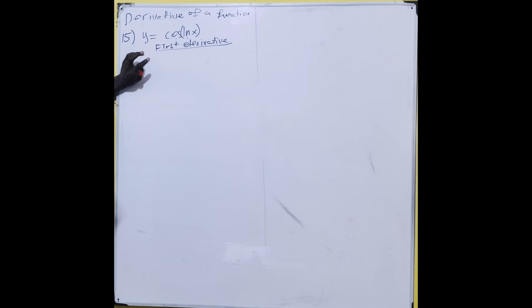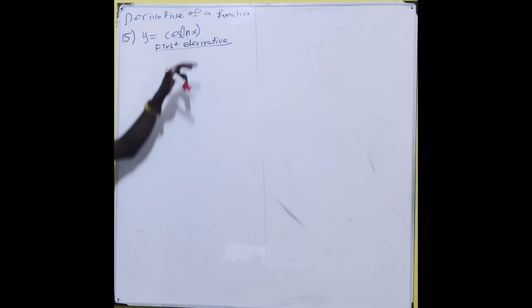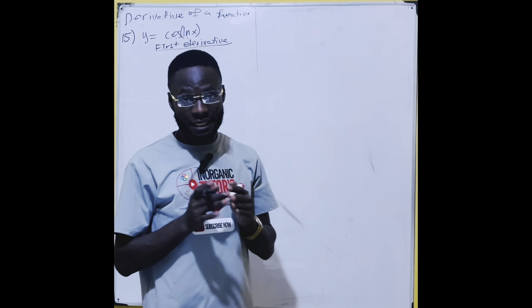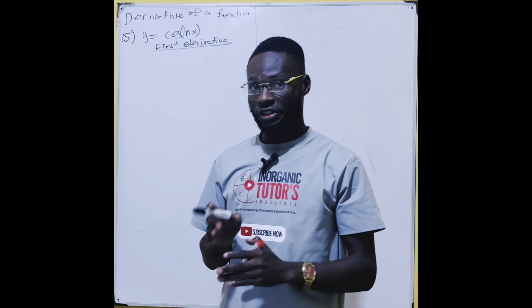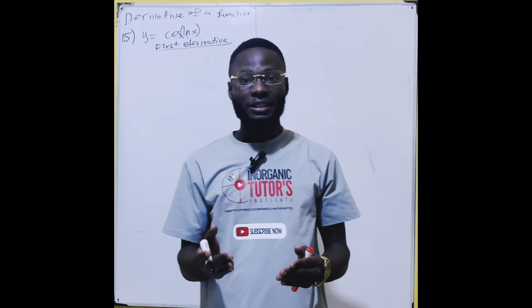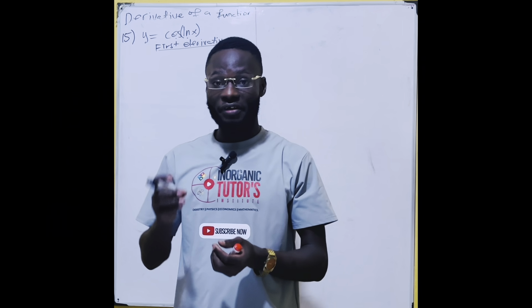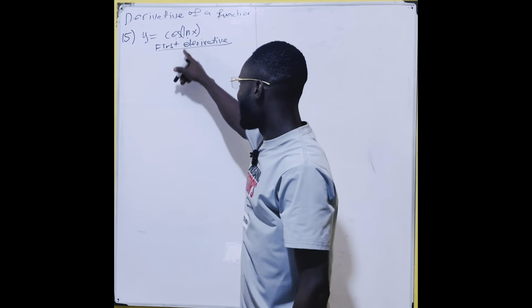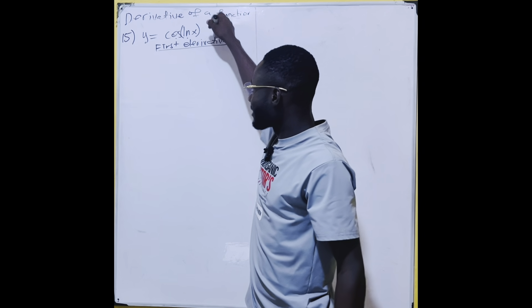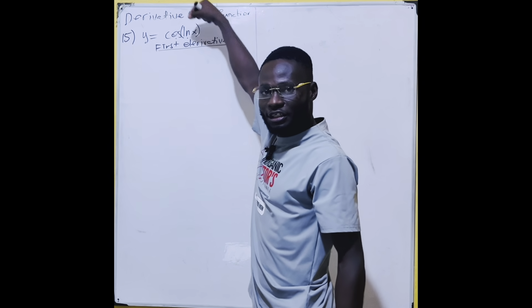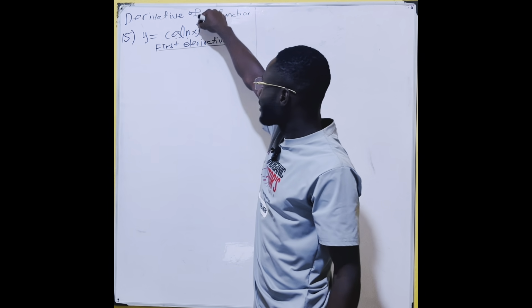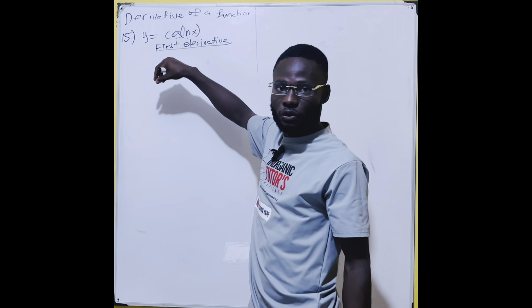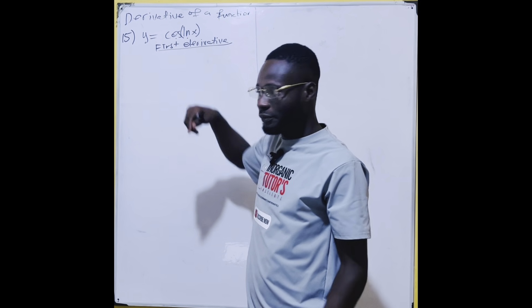With question number 15, we want the second derivative of cos of ln x, right? So we are going to apply the chain rule before we can proceed. The chain rule is applicable when you have a function embedded in another function, like we have here, cos has taken ln onto itself. Ln is embedded in cos, so we have to apply the chain rule.